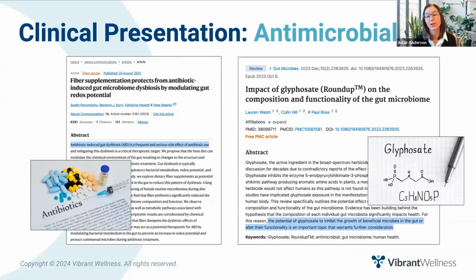Antimicrobials can also contribute to low diversity. There's ample research showing antibiotics disrupt the gut microbiome. There are also studies showing gut microbiome alterations following glyphosate exposure. However, the concentrations of glyphosate used in these studies were often above the acceptable daily intake. While more research is needed to define the associations between glyphosate levels in humans and gut microbiome signatures, the article on the right affirms the European Food Safety Authority announced that glyphosate is no longer authorized for use in the European Union since December of 2023.